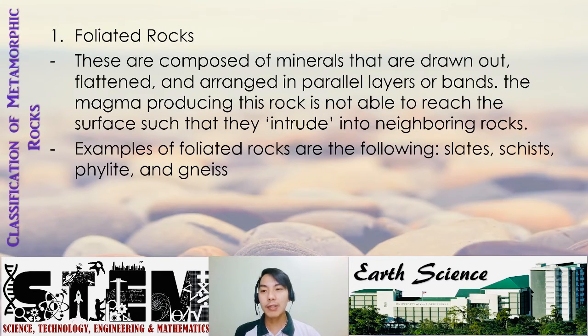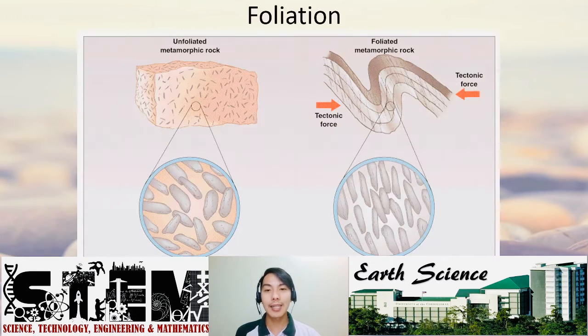Now, metamorphic rocks can be classified into either foliated or non-foliated metamorphic rocks. Foliated rocks are composed of minerals that are drawn out, flattened, and arranged in parallel layers or bands. The magma producing this rock is not able to reach the surface, such that it intrudes into neighboring rocks. Examples of foliated rocks are slate, schist, phyllite, and gneiss. Here we have this foliated rock. It's subjected to forces, so basically it's flattened.